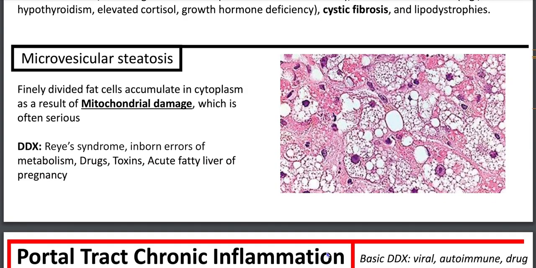We discussed microvesicular steatosis and how that's a sign of mitochondrial damage, and that's because the finely divided fat droplets accumulate in the cytoplasm. And you want to call this when it's diffuse, not just focal. And when you see this, your differential is more limited. It includes Reye syndrome, inborn errors of metabolism, drugs, toxins, acute fatty liver of pregnancy.